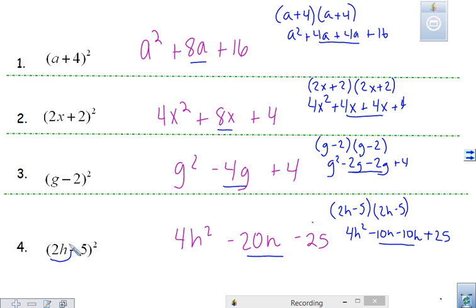Number 4, whenever there's 2 parts in our first term, that's when it gets a little sticky. So make sure you square both terms to get 4h squared. And then when you're getting your middle term, you have to multiply these together for 10h and then you have to double it because it's 2AB. So that's where we're getting our negative 10h and negative 10h for negative 20h.